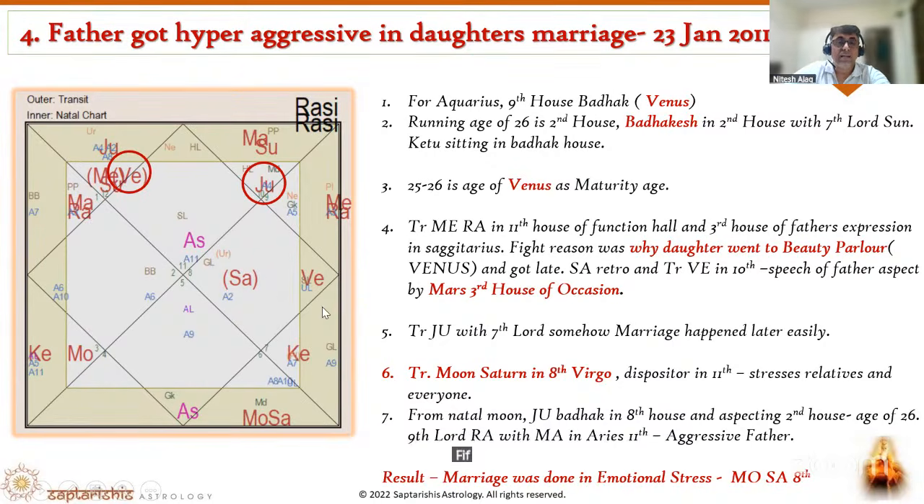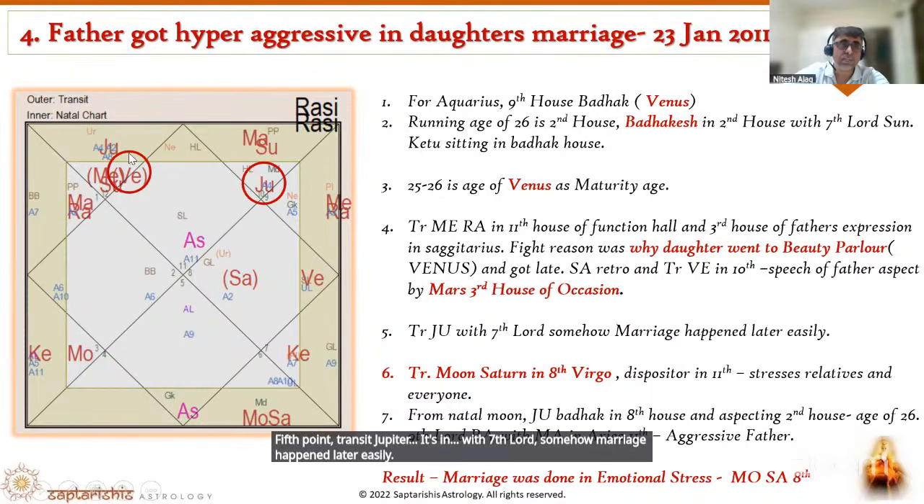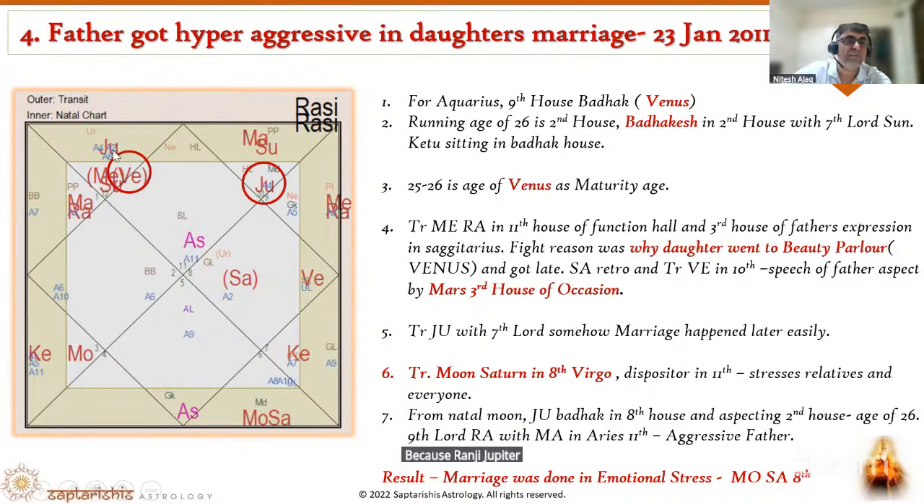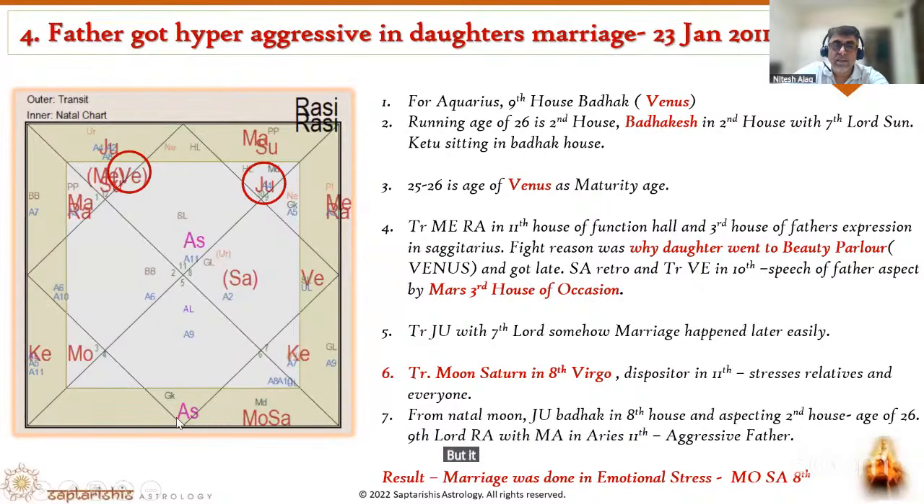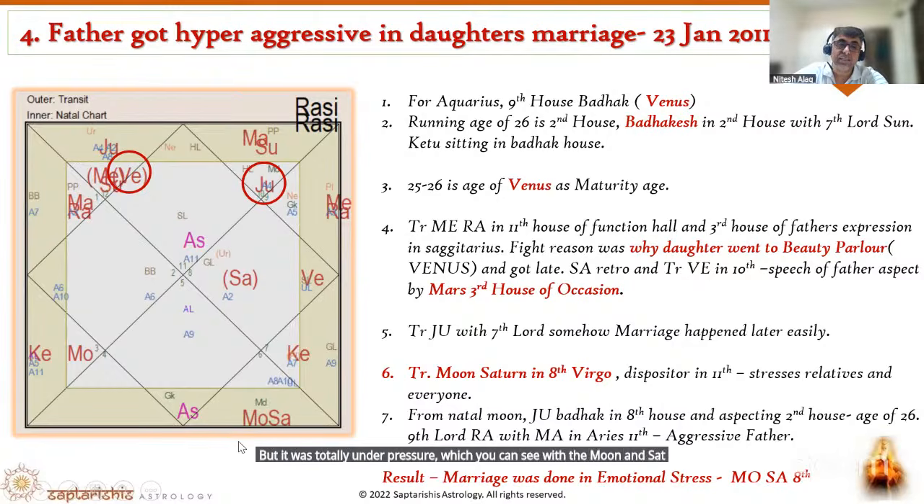Fifth point, transit Jupiter. It's with the seventh lord. Somehow marriage happened later easily because transit Jupiter was along with Venus in the second house. You can say that. So later on, marriage happened, but it was totally under pressure, which you can see with the Moon and Saturn coming in transit as a transit of the day. I always try to find the day reason by Moon.